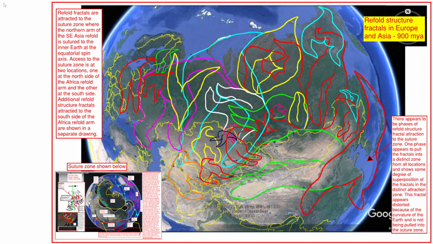All right, this is kind of cool. Lots of refold fractals, big ones, little ones. They're all over the place. And this is Europe and Asia. So I'll discuss more in the next slide. This is just an introduction here.